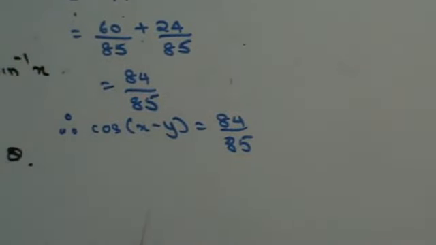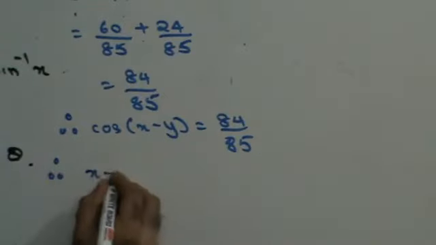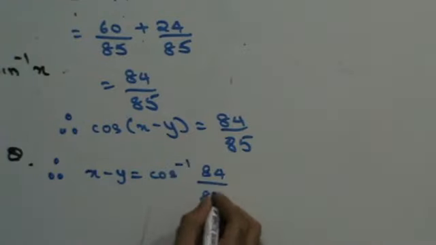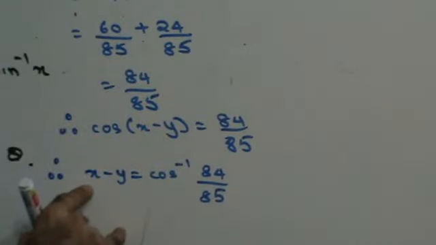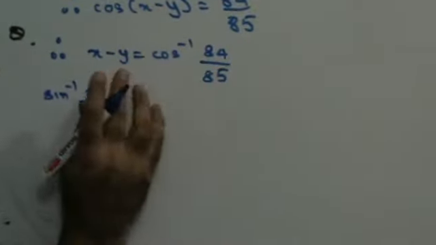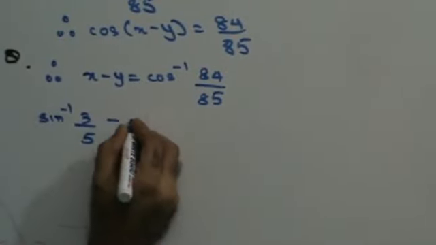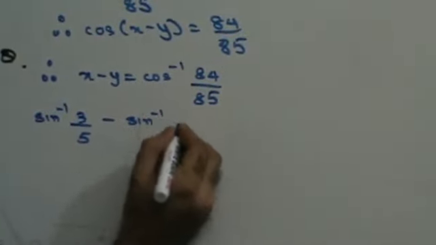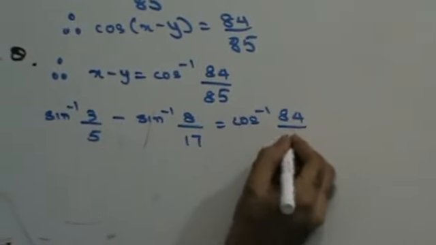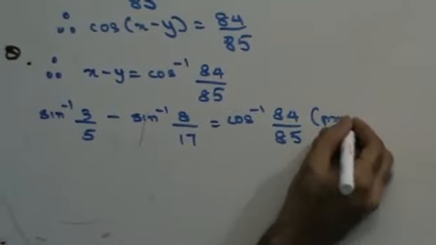If I take the cos function on the other side, then I can therefore say that x minus y is cos inverse of 84 by 85. Cos function on the other side, right? Resubstitute the value of x and y. X is nothing but sine inverse of 3 by 5, minus y is nothing but sine inverse of 8 by 17, is cos inverse of 84 by 85.